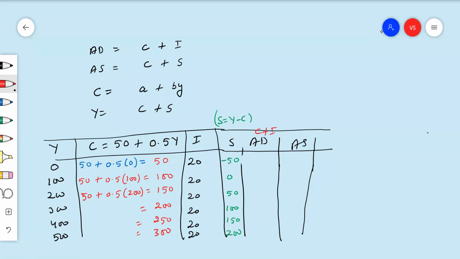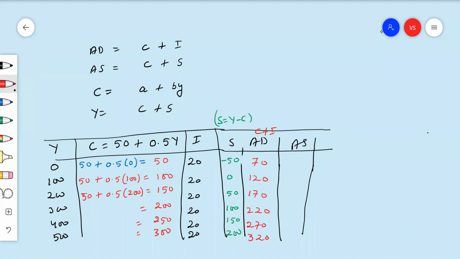Now AD. Look at the formula of AD: AD is C plus I. Now you have both C and I. C is given as 50 and I is 20. 50 plus 20 is equal to 70. Now 100 plus 20, 120. 150 plus 20, 170. Likewise 220, 270 and 320. This is your AD.